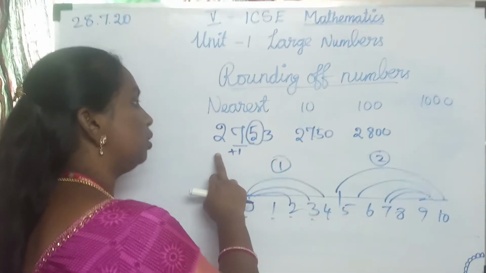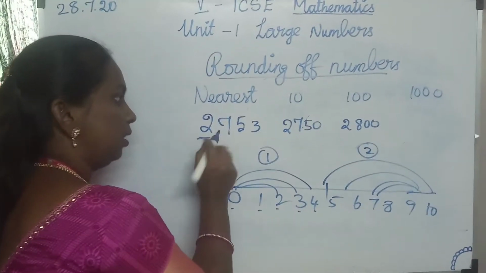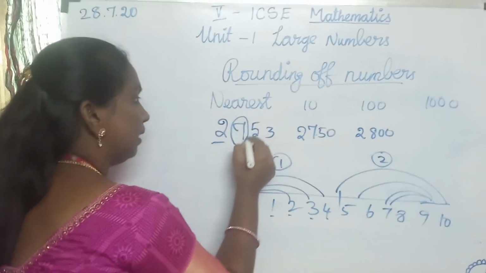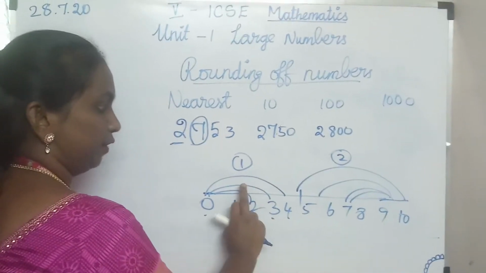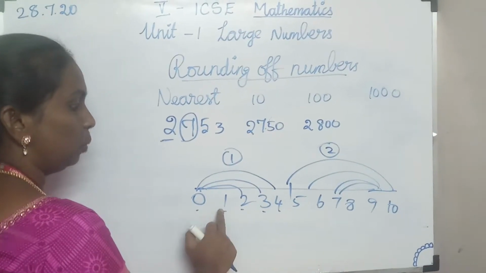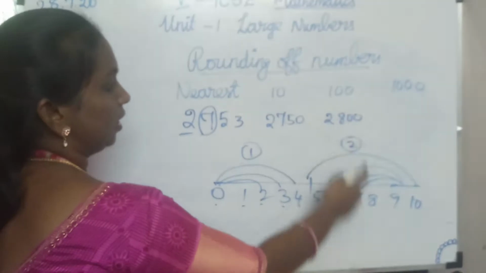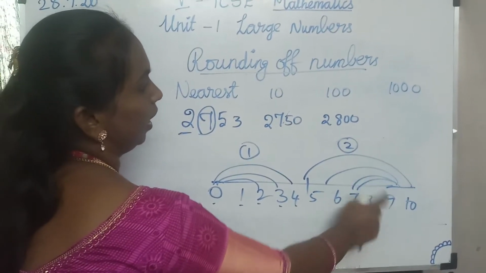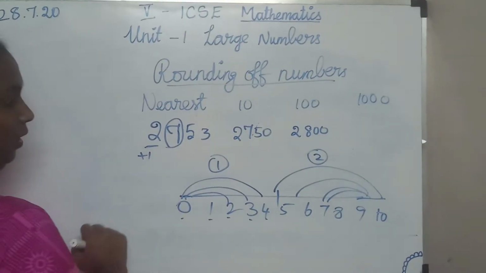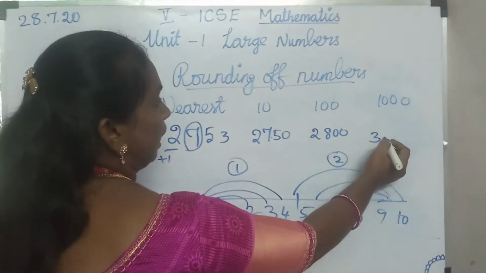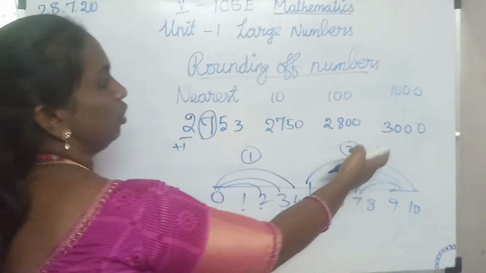Now round off nearest to 1000. Look at, children, we are going to change the place value of 1000. So underline the 1000 place value and circle the hundreds place value. See the 100 place value number. If it is in the first column, that means 0, 1, 2, 3, 4, we have to come back to the same position. If it is in the second column, that is 5, 6, 7, 8, 9, we have to go to the next place value, that is it. 7 means 2 plus 1, 3. 3, 0, 0, 0. We round off this 2753 nearest to 3000.